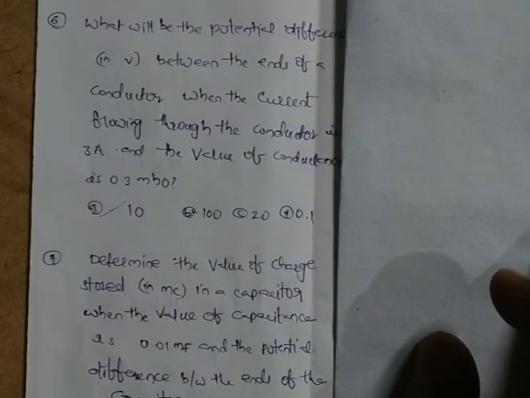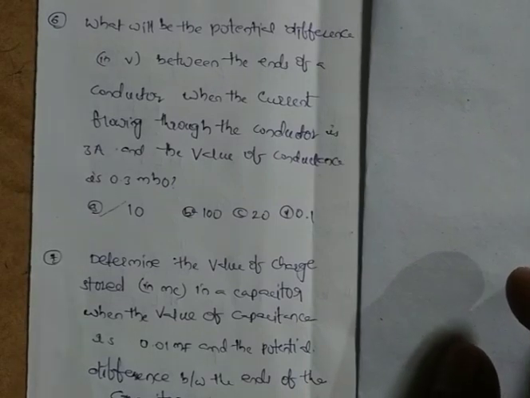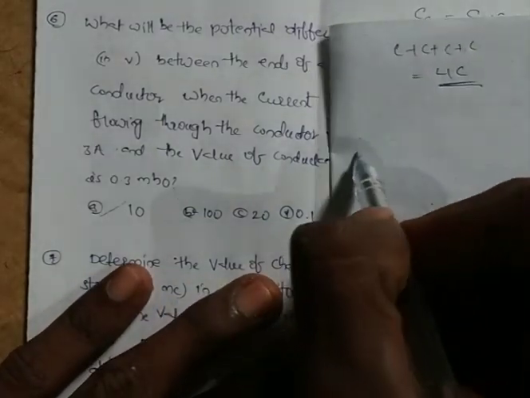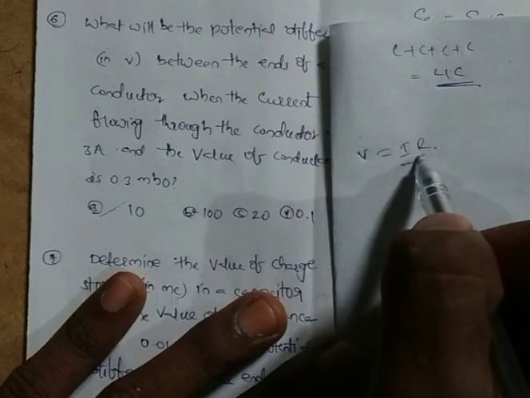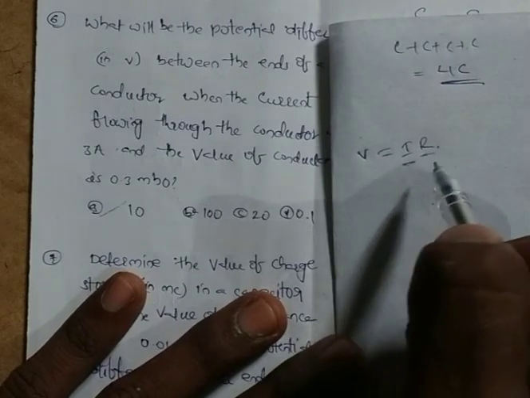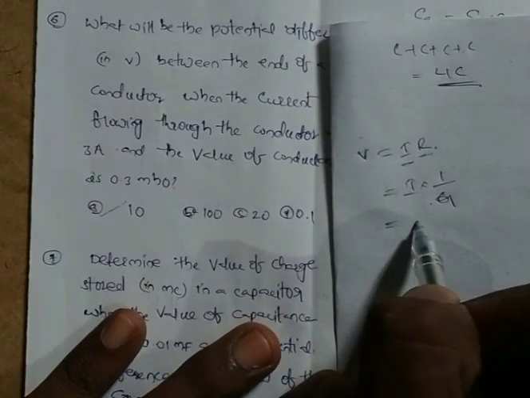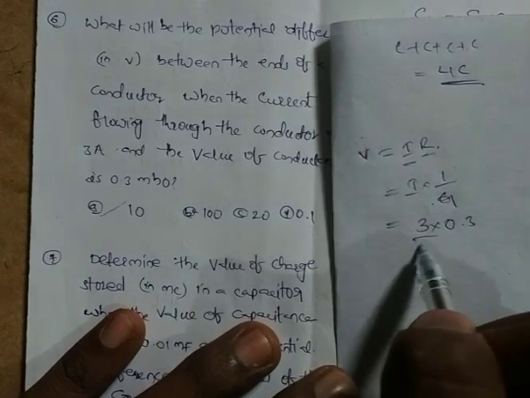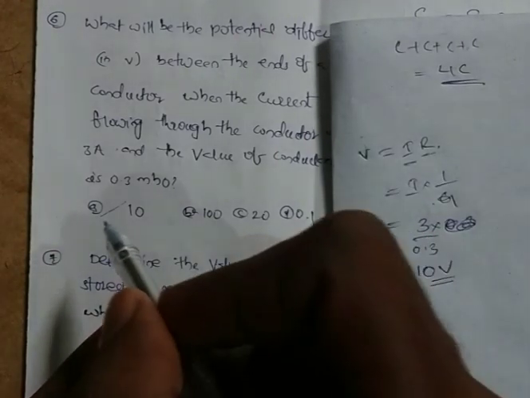Next question. What will be the potential difference between the ends of a conductor when the current flowing through the conductor is 3 amps and the value of conductance is 0.3 mho? We know the formula V is equal to I into R. The I value is already given, and R is given indirectly. R is inversely proportional to the conductance G. So I is equal to 3 and G is equal to 0.3, so V is 3 by 0.3, that is equal to 10 volts. Option A is the correct answer.